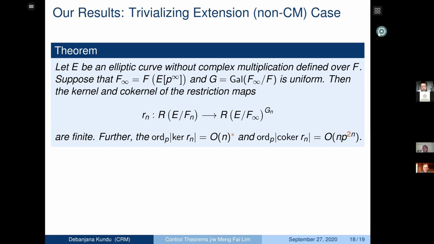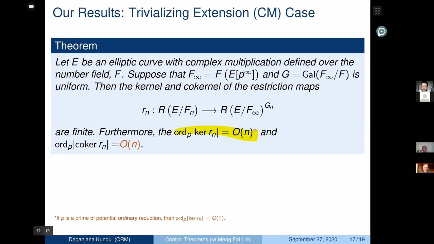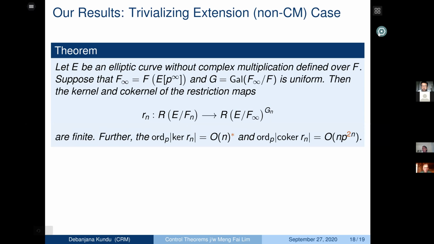And the co-kernel growth is of this form, and the 2 is essentially a 4 minus 2, the 4 coming from the dimension. So like over here, you had a big O of n and no power of p because it was a 2 minus 2. And so over here, you have a 4 minus 2. So that sort of gives the bound.